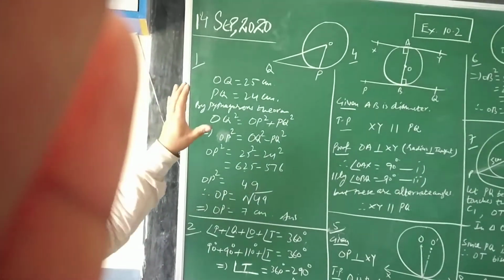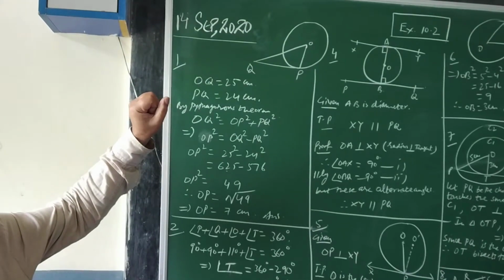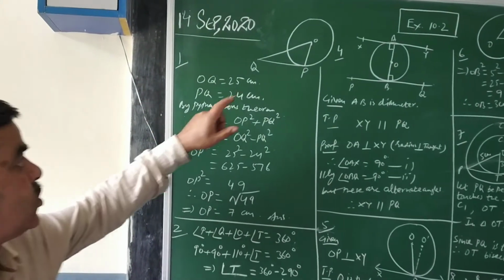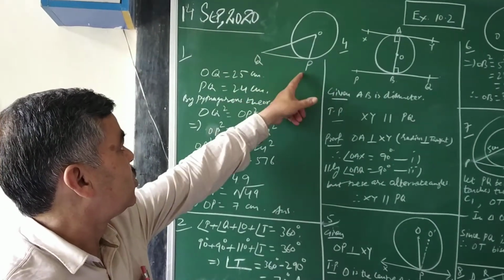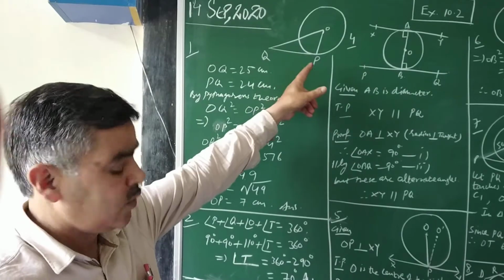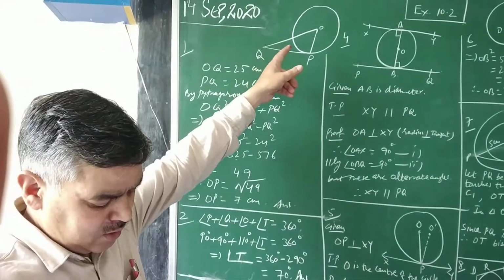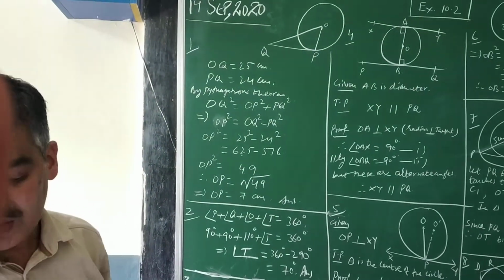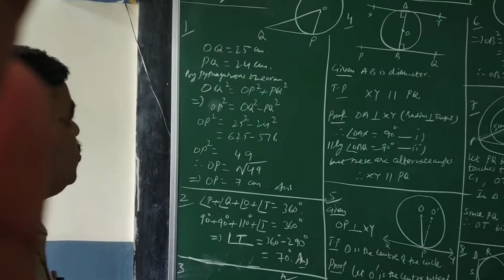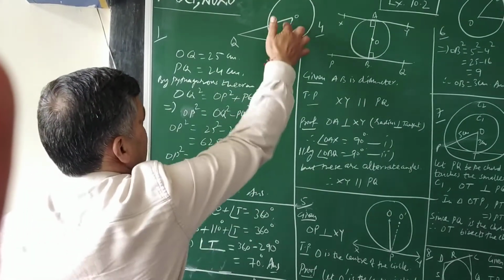First question in your book: from a point Q, the length of the tangent to a circle is 24. So from a point Q, the length of the tangent is given, that is QP is equal to 24, and the distance of Q from the center of the circle is given as 25. So Q to P is 24 and Q to O is 25. You need to determine the radius of the circle.